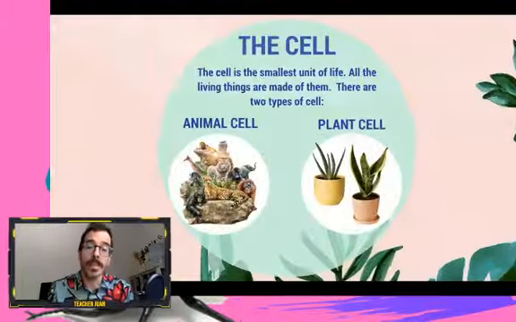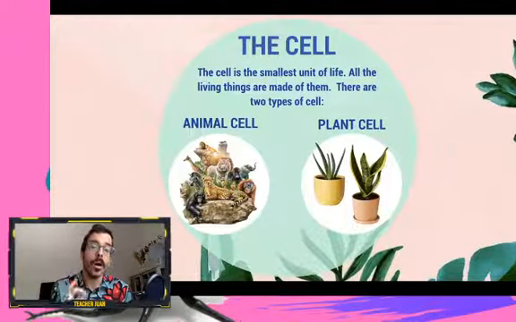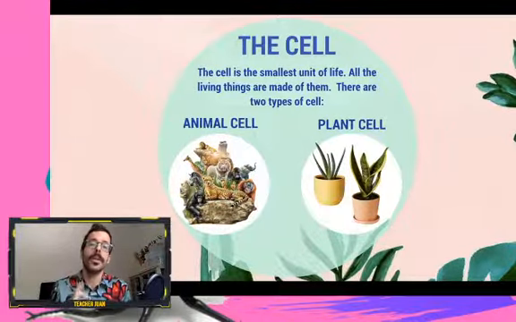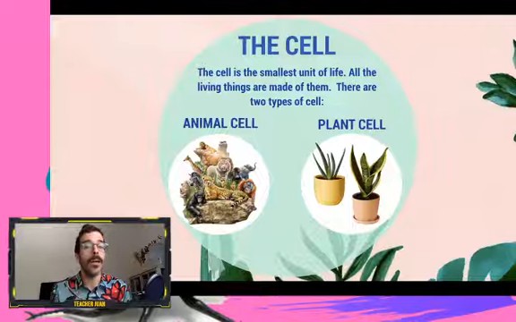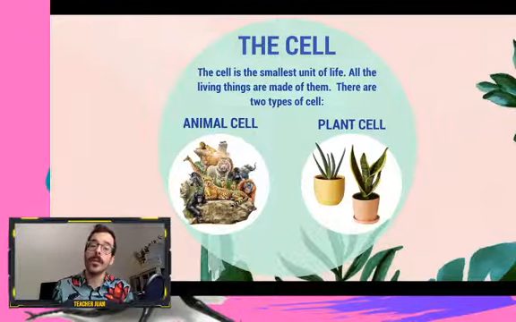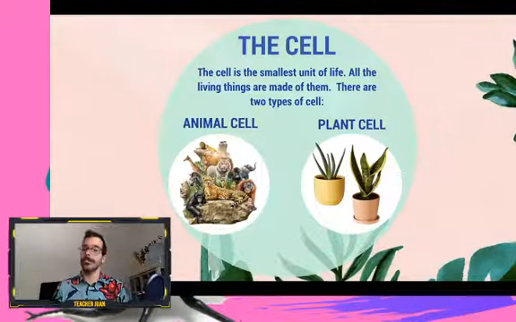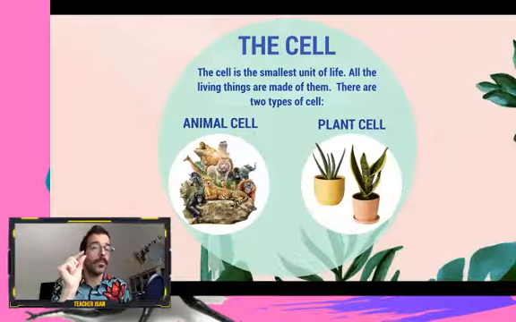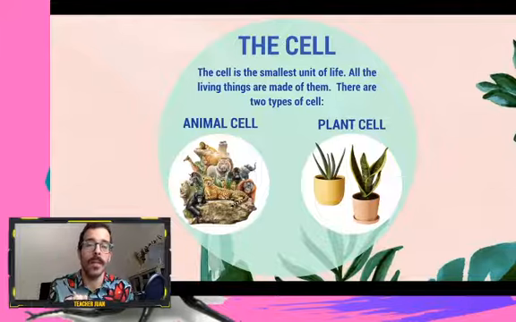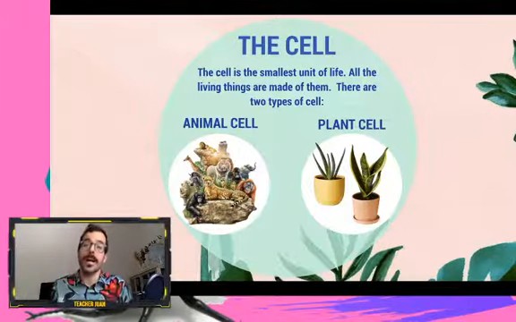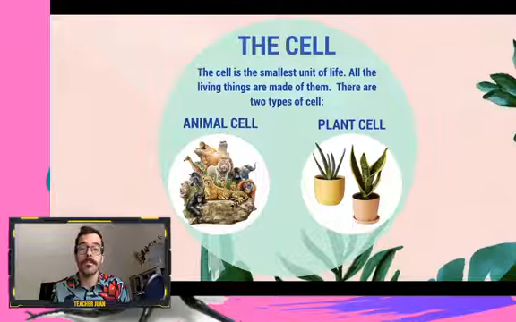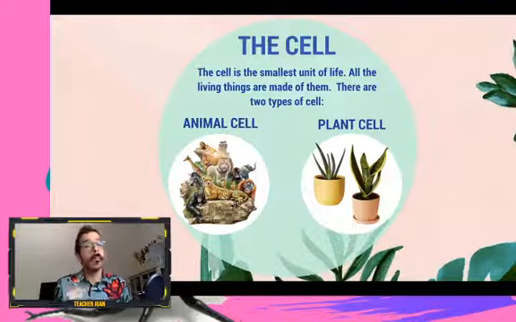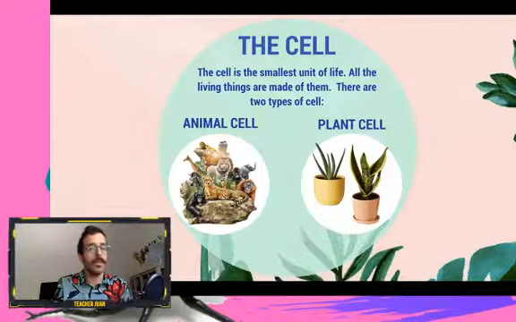The cell is the smallest unit of life, okay? The smallest unit of life. All the living things are made of them. And there are two types of cell. Okay? Very simple. The smallest unit of life is the cell. And all the living things are formed by cells. Easy. Two types of cell. Animal cell, plant cell. You've got a hint in the name.